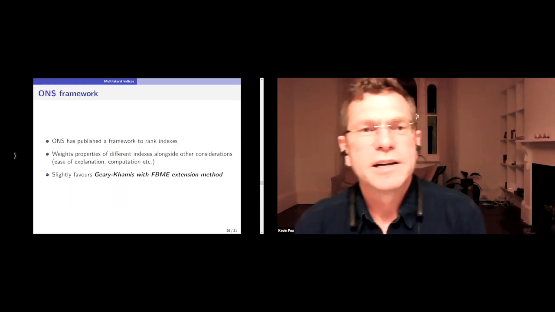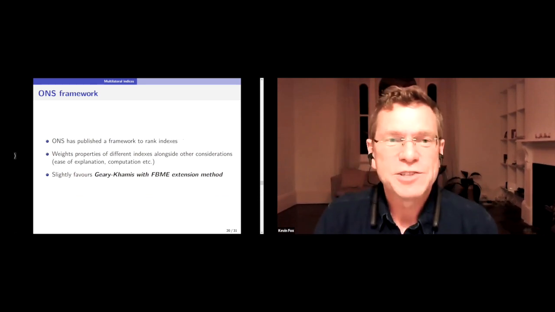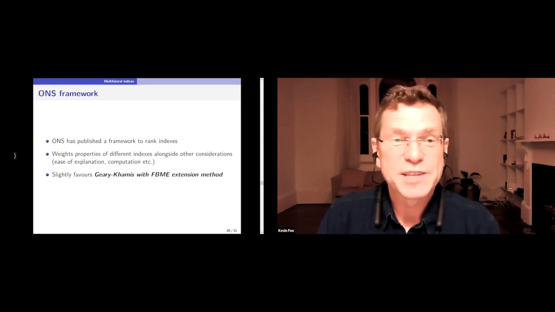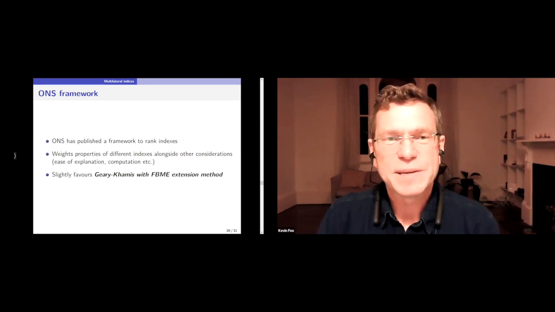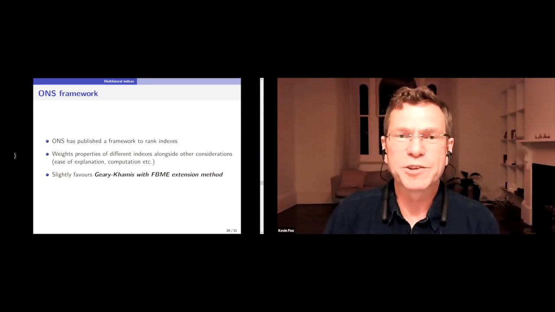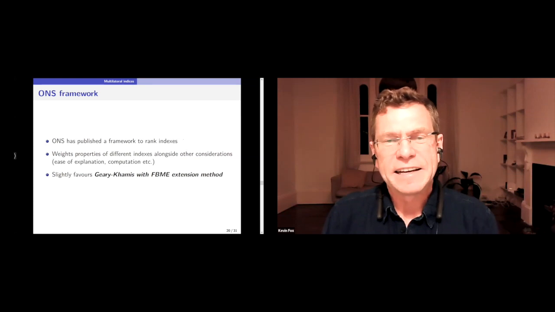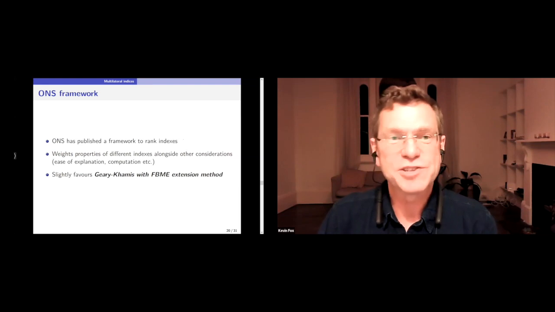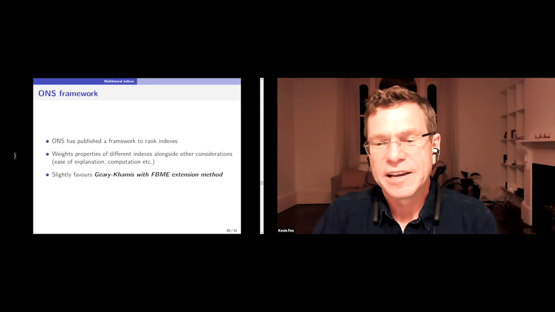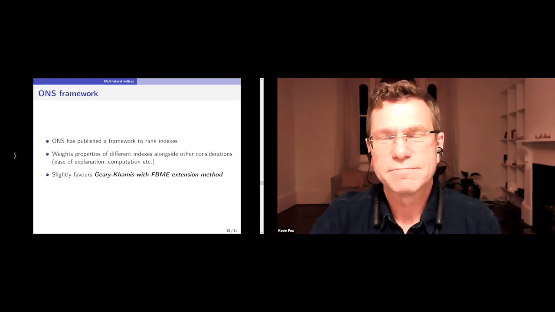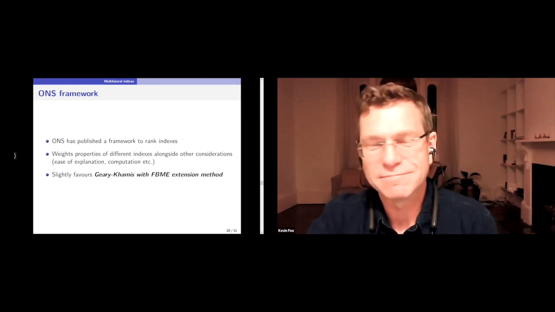Okay, so I started out by saying that we were engaged to do some work because of the ONS considering which index method they should use in their CPI when using scanner data. They published a framework to rank indexes, and that framework weights properties of different indexes alongside other considerations like ease of explanation, computation, etc. And the ranking slightly favors Gary-Khamis with this fixed base extension method.